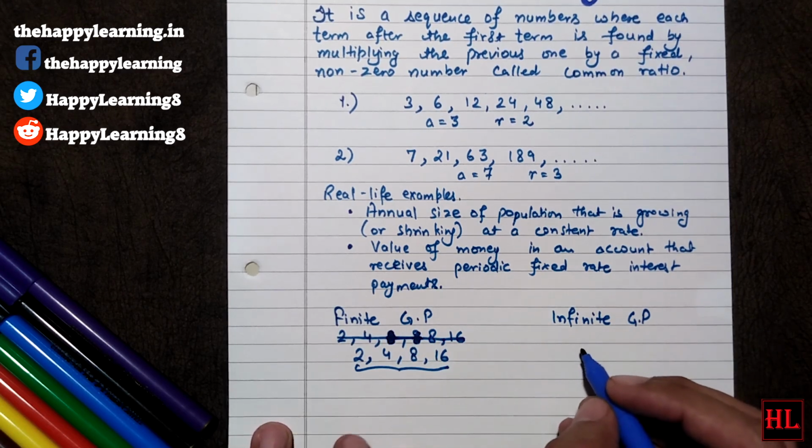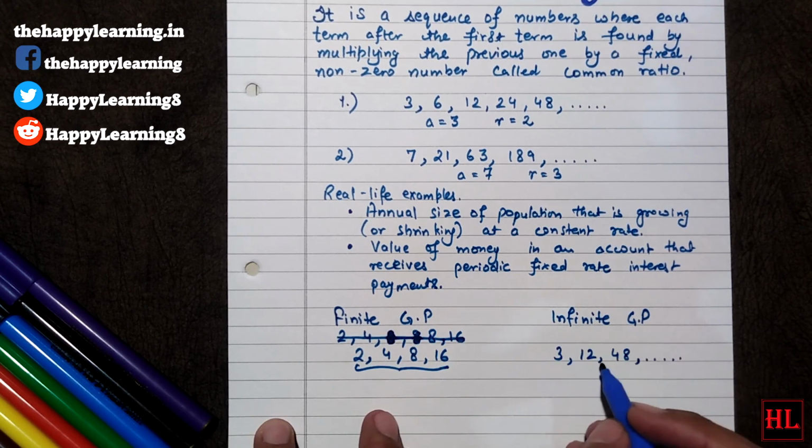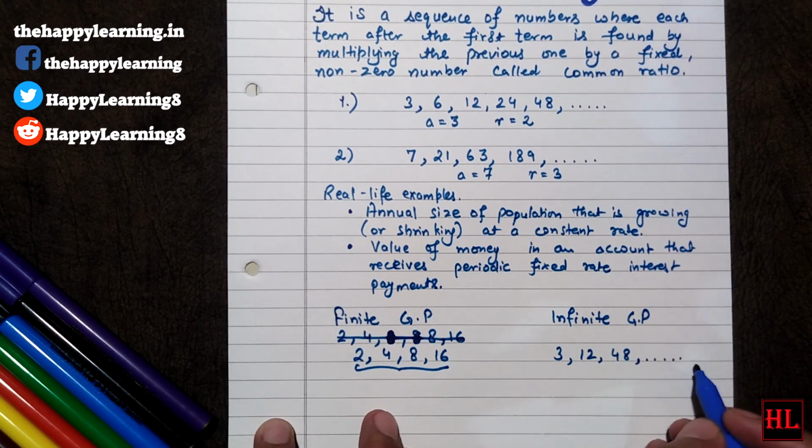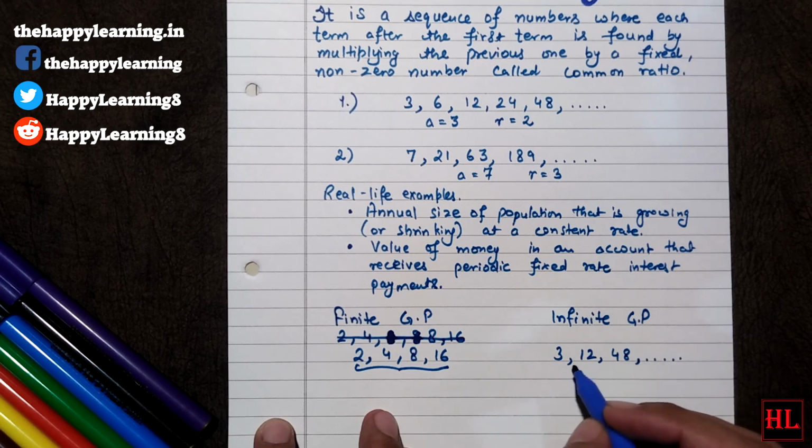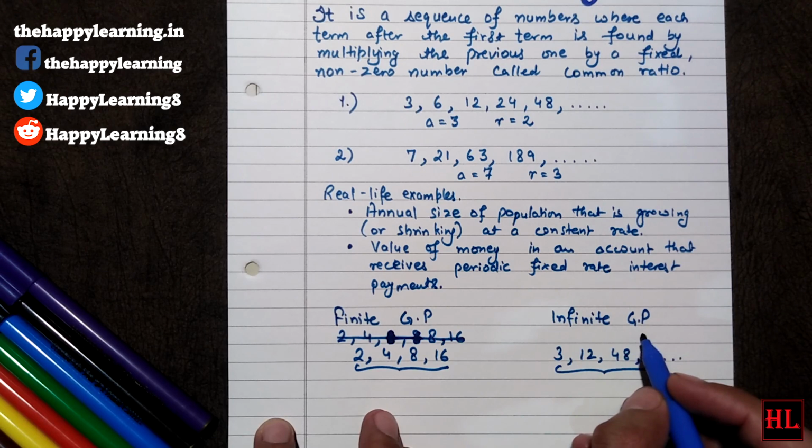And let's say we have a geometric progression 3, 12, 48 and so on. So this GP has infinite number of terms. So therefore this type of GP is known as infinite geometric progression.